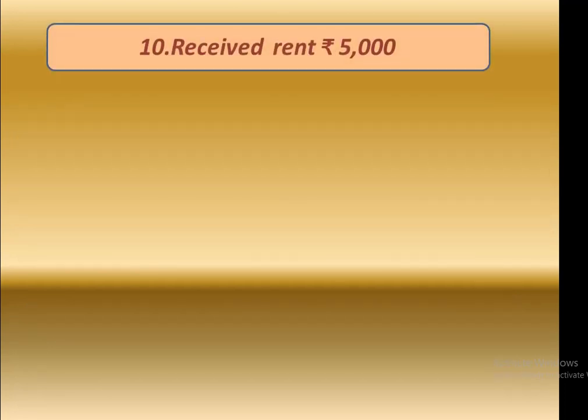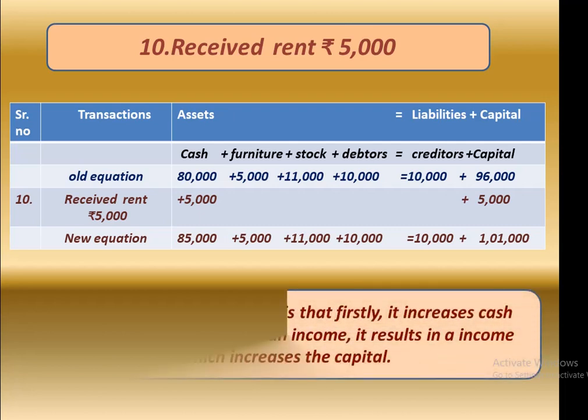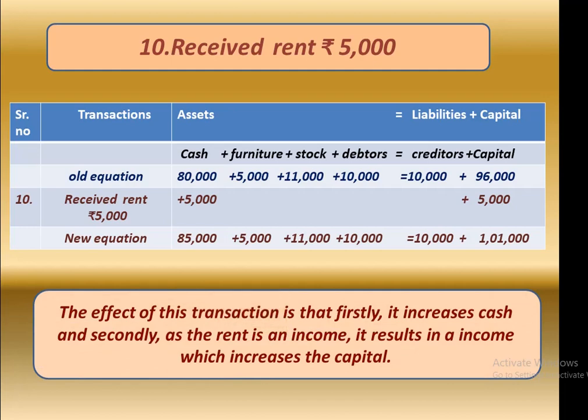Next transaction, received rent rupees 5,000. The effect of this transaction is it increases cash and rent is an income. It results in an income which increases the capital. I hope these transactions are clear to you.